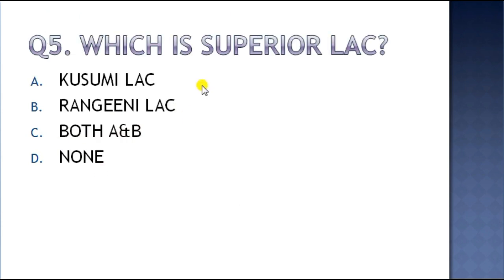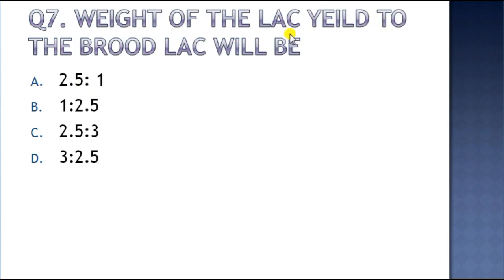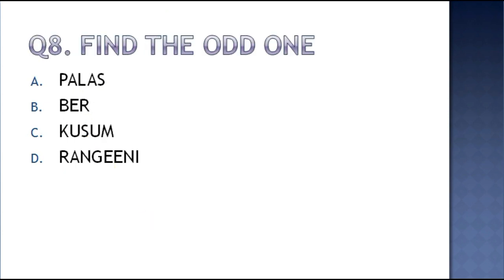Which is a superior lac? Kusmi lac, Rangini lac, both A and B, or none of them? How many lac crops are there in India? 2, 3, 5, or 4? The weight of the lac yield to the brood lac will be 2.5:1, 1:2.5, 2.5 is to 3, or 3 is to 2.5? Find the odd one among these: Palas, Ber, Kusum, Rangini.